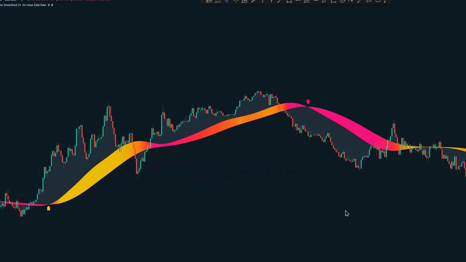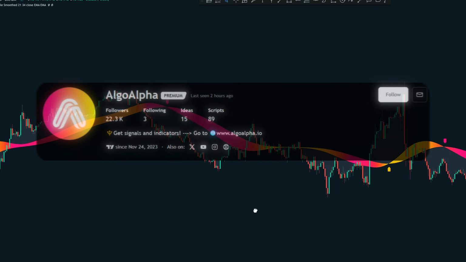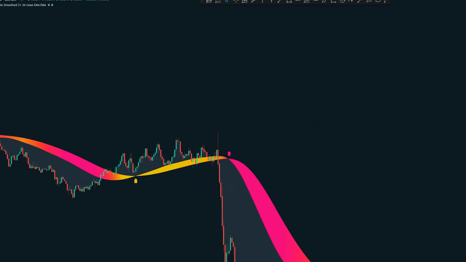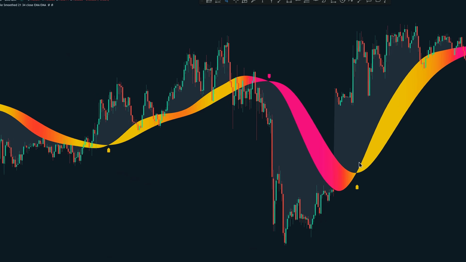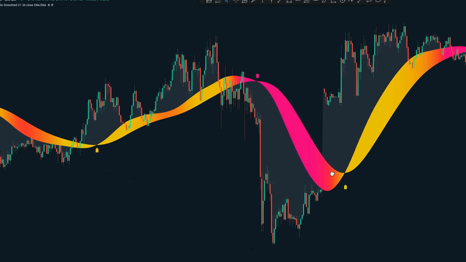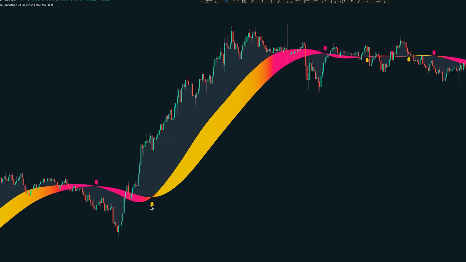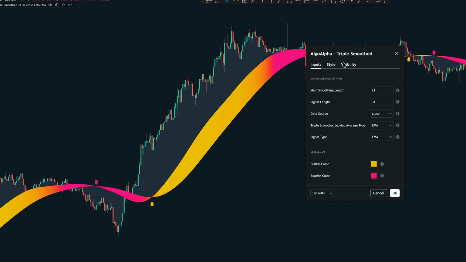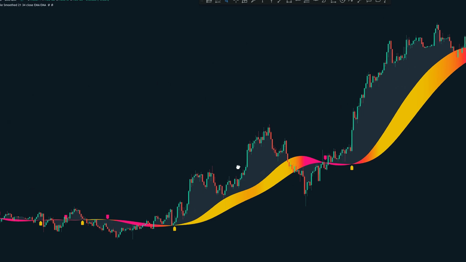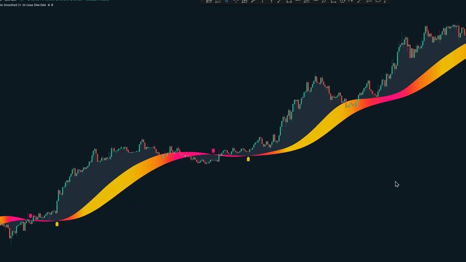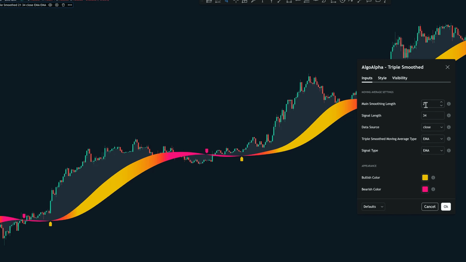In summary, the Triple Smoothed Signals Indicator by Algo Alpha is a powerful tool for detecting trend direction and market momentum with greater accuracy. It uses a triple smoothing process to filter out short-term noise, calculates a refined signal line, and then plots dynamic color gradients, arrows, and fills that provide you with immediate insights into the market's strength and direction. You can use the default settings for quick, shorter-term trading, or customize the smoothing lengths and moving average types to suit your own strategy for a more long-term perspective.